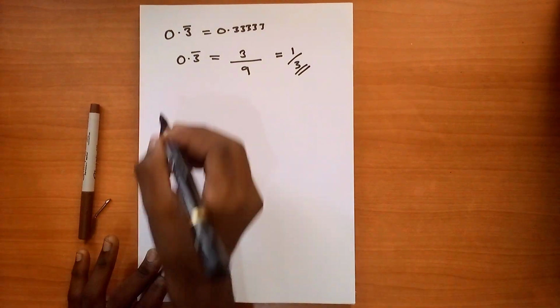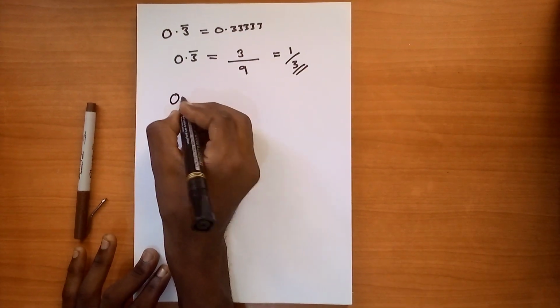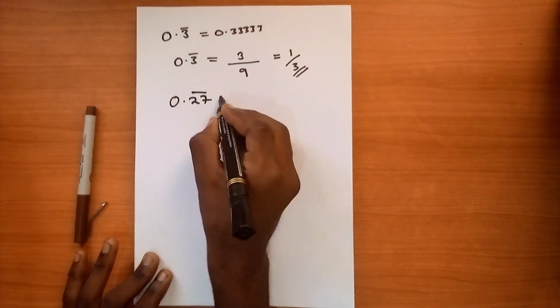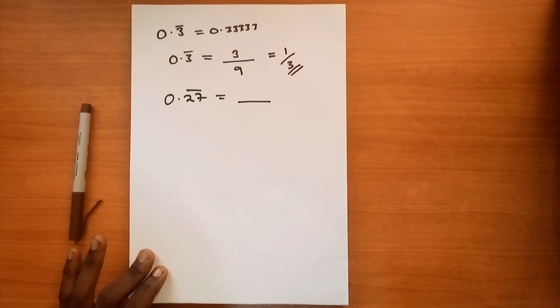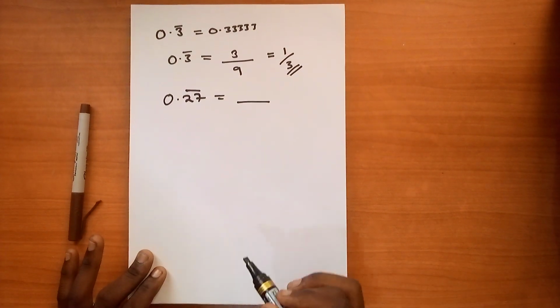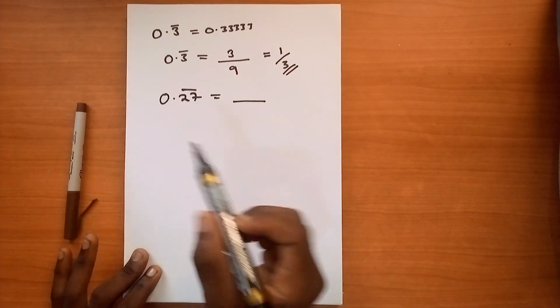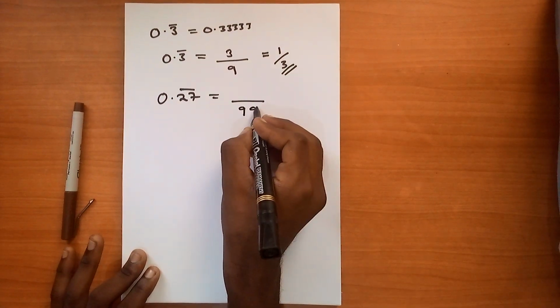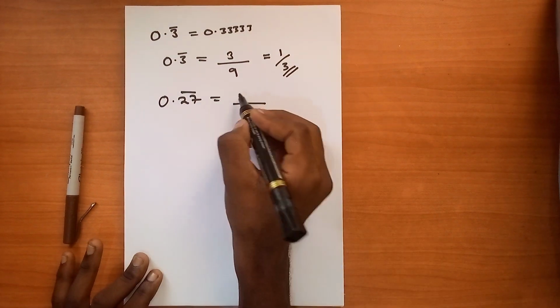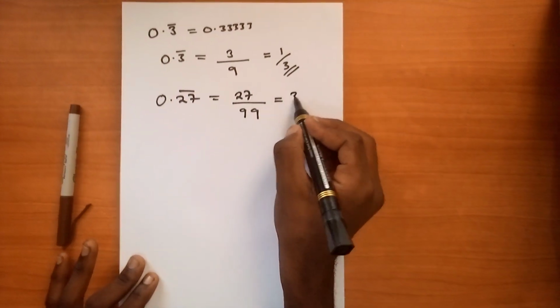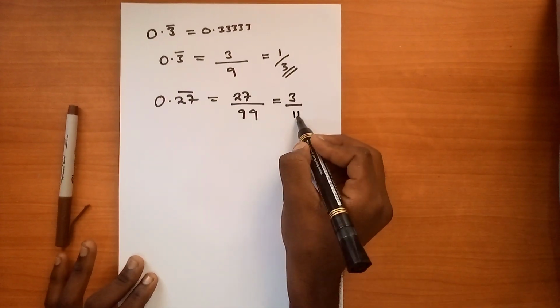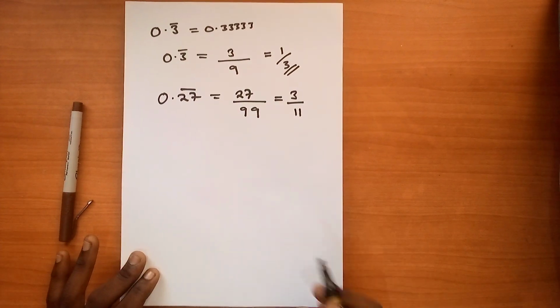Another example that we are going to take is 0.27 bar. Remember, first thing, draw a line. Then remember that every digit under the bar is representing a 9. And how many digits do we have? We've got 2, so that means we've got 99. Then you simply take the 27 and put it on top. Then you reduce it. 9 into 27, it's 3. 9 into 99, it's 11. So this is how simple this method is.